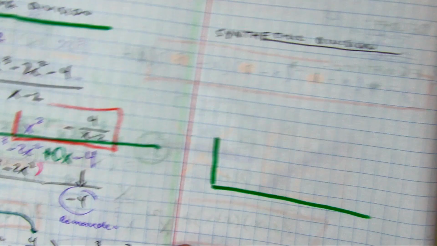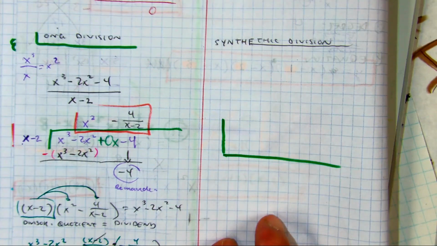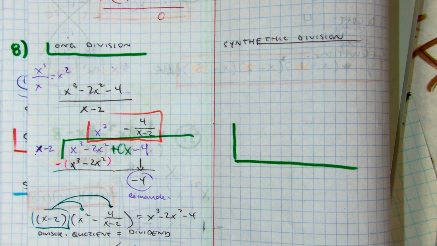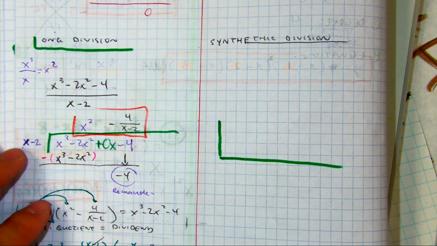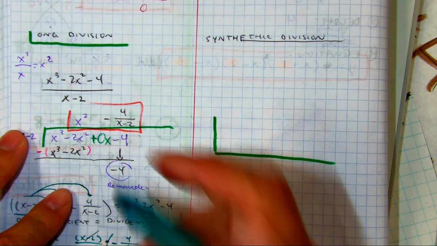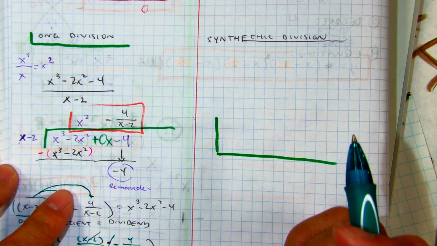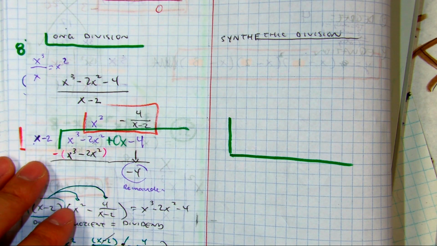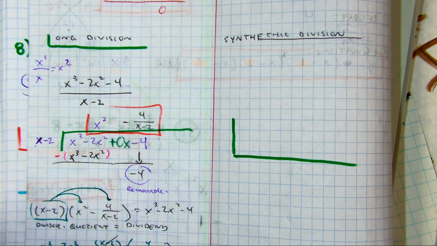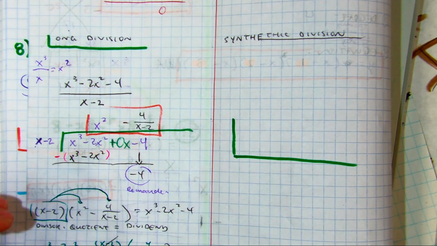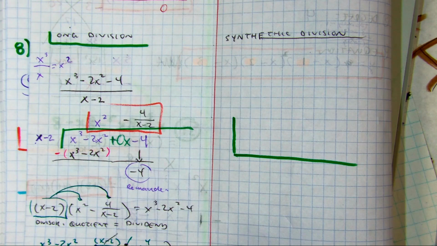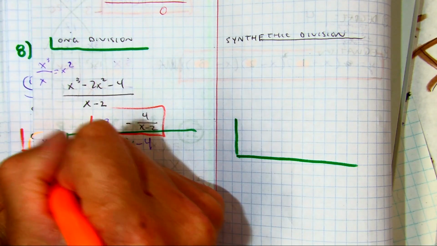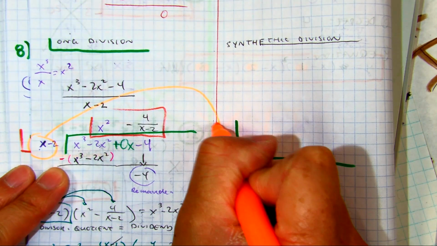Alright, so now we're going to apply synthetic division to the problem you just did. So the first step is to do what? We're going to apply the zero product rule. Here it is. Now you have to be careful here.